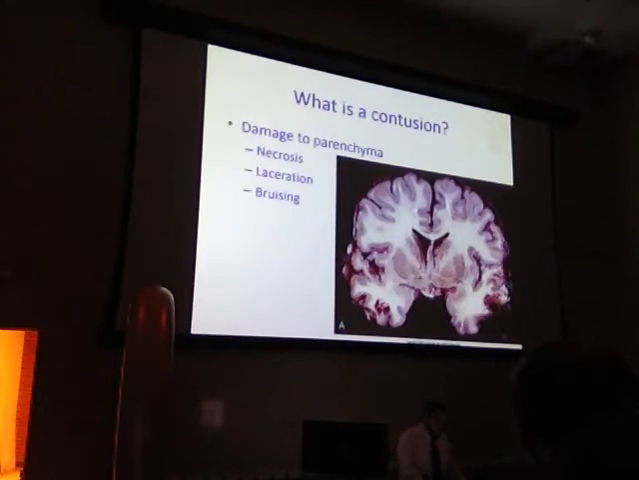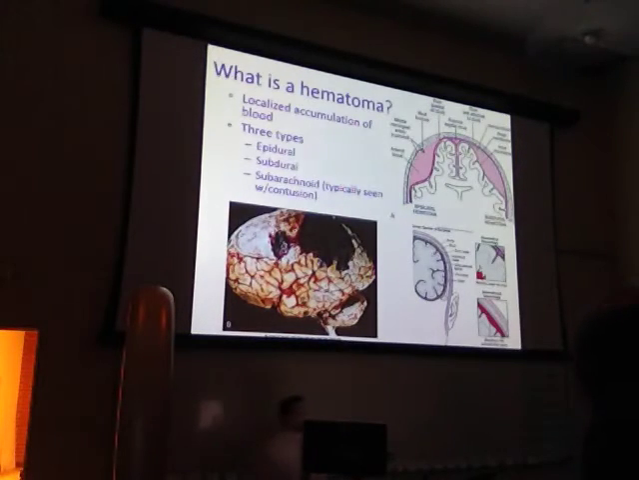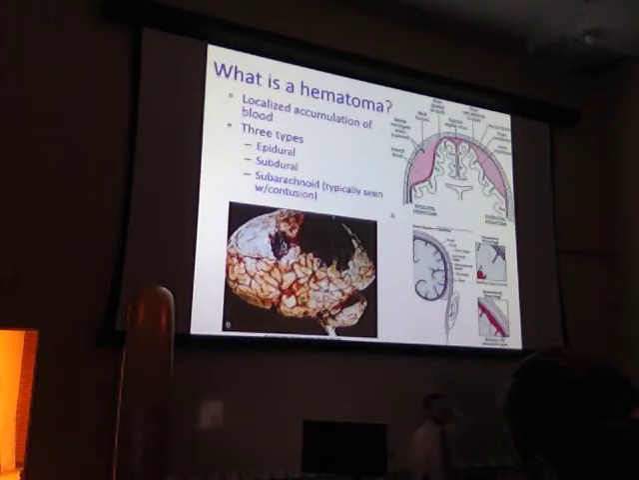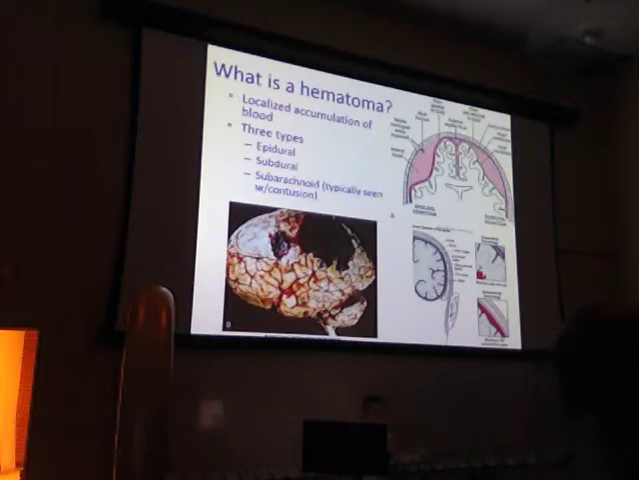The hematoma category, our third category, is where blood leaves the vasculature. And so you get an accumulation due to a tear or a rupture of a vessel. And there's usually three types, depending upon where they are found: epidural, subdural, or subarachnoid. Now, the subarachnoid is often commonly associated with a contusion.